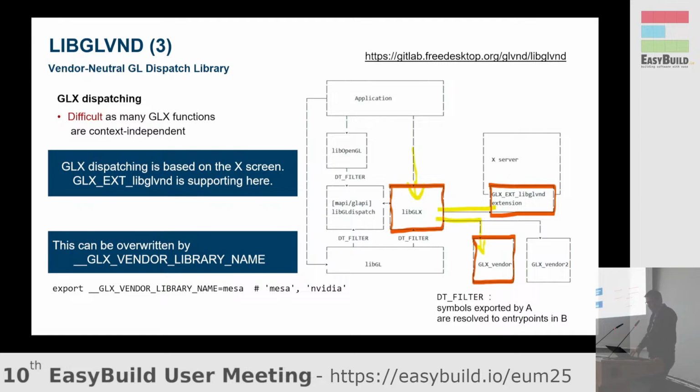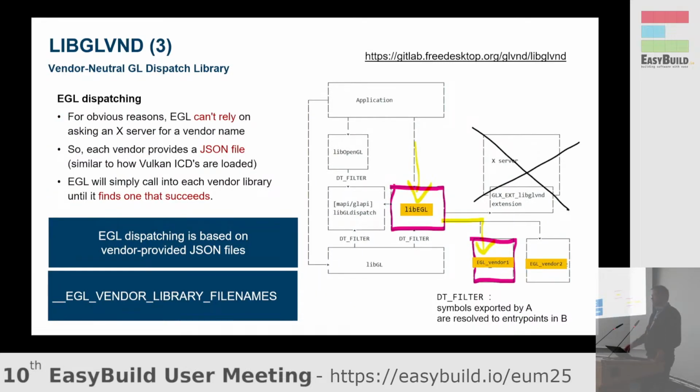One can override that, so that the dispatch library will not ask the X server itself, but will be forced to a certain vendor if one sets an environment variable. So there's the freedom to not be forced to go through the X server and do all this configuration, but instead set an environment variable.